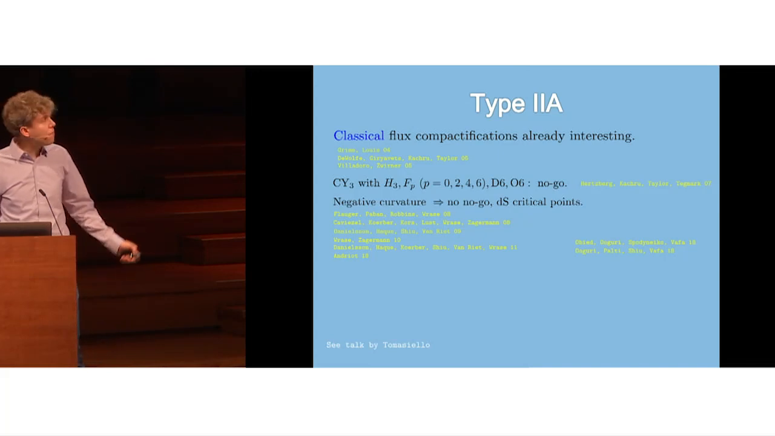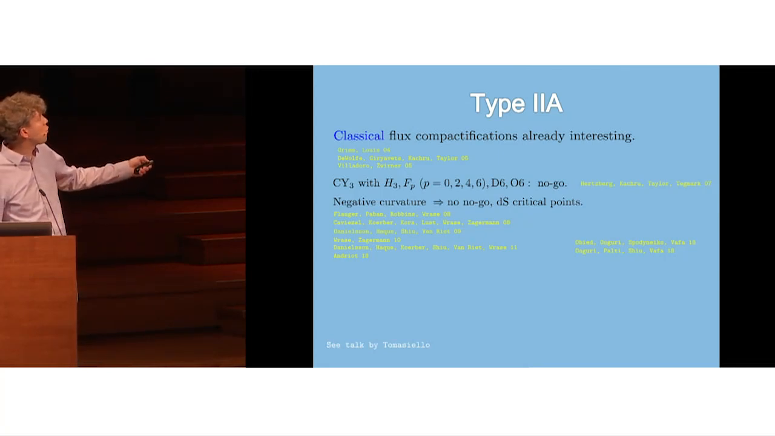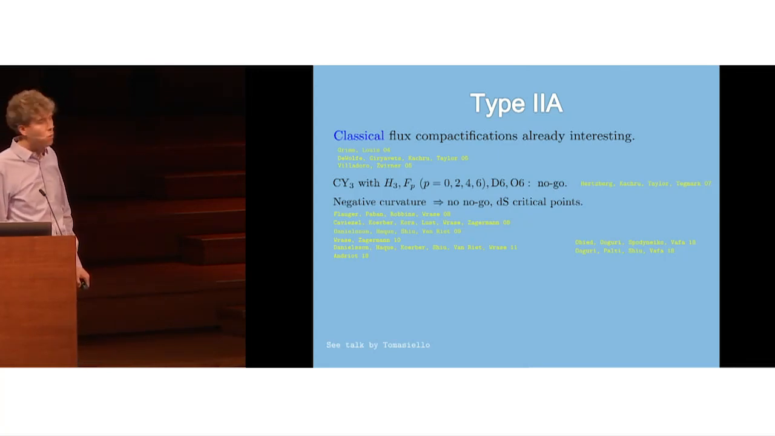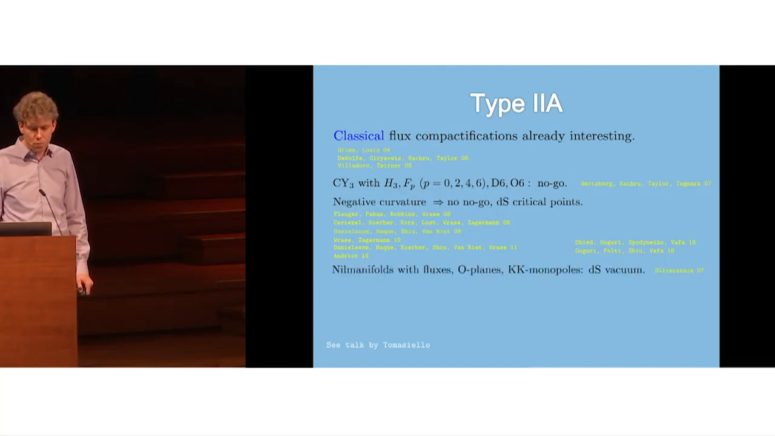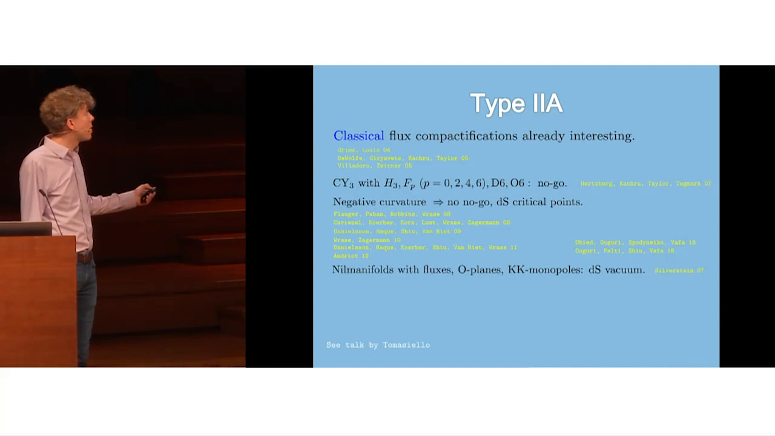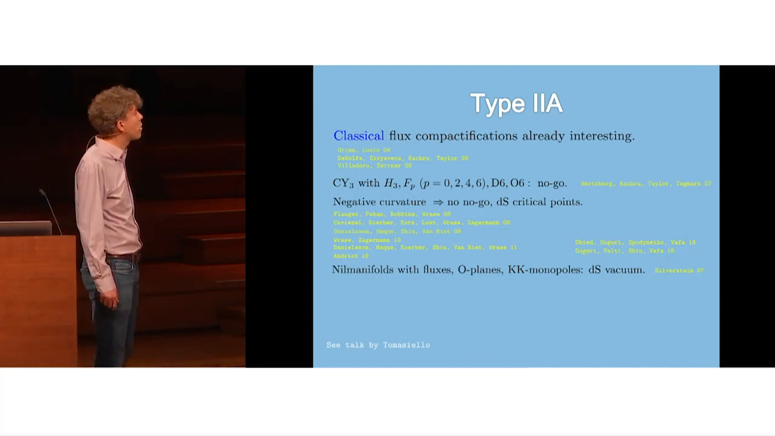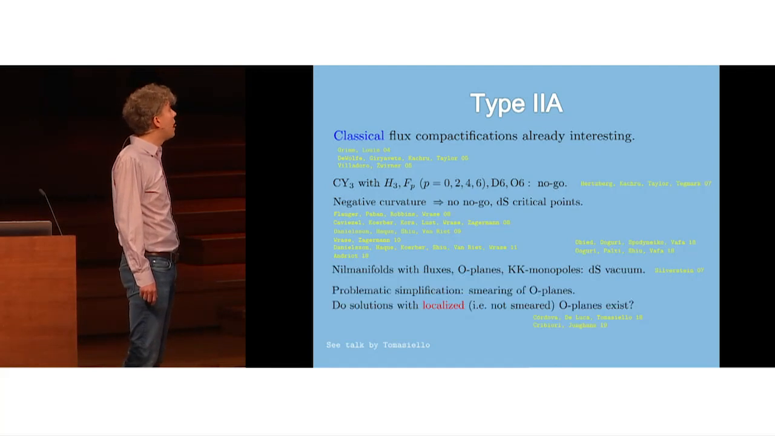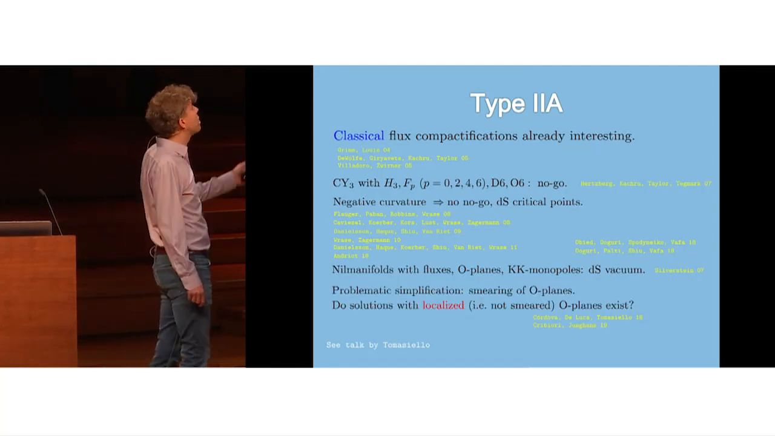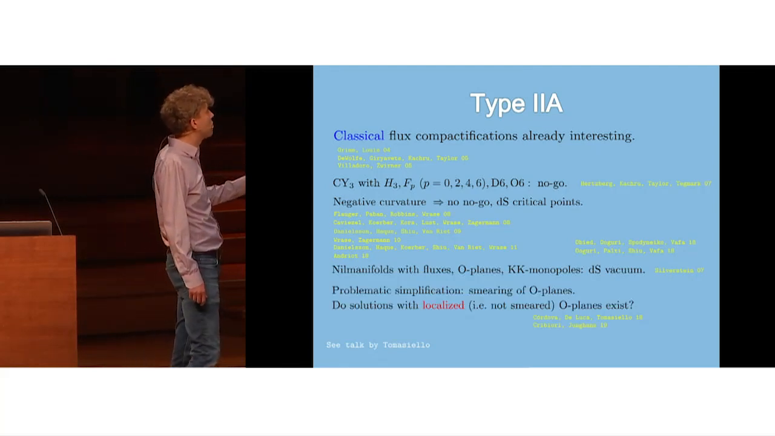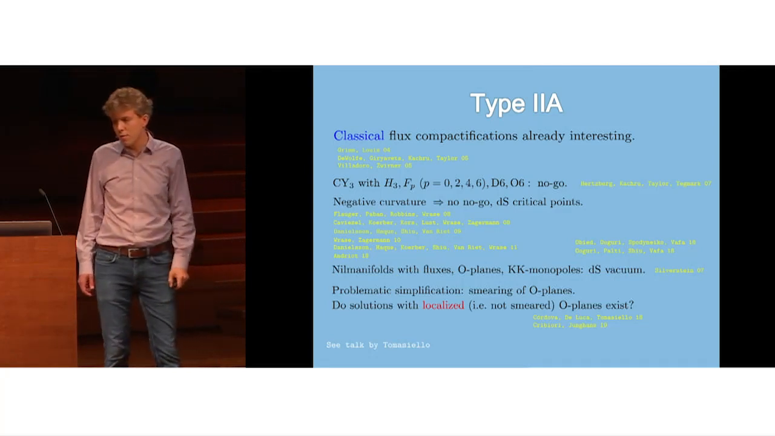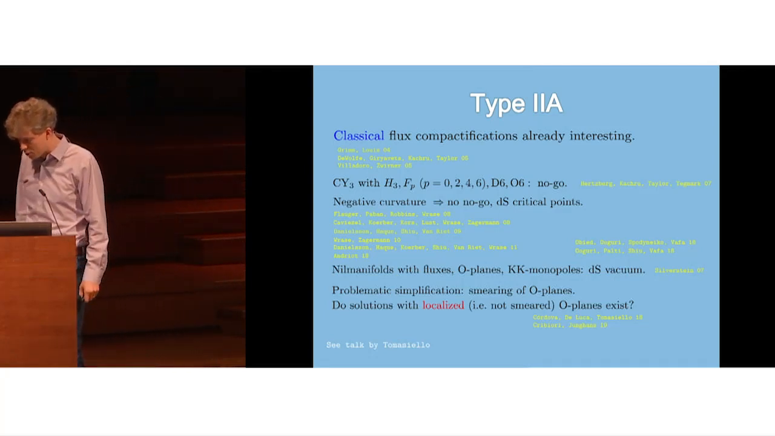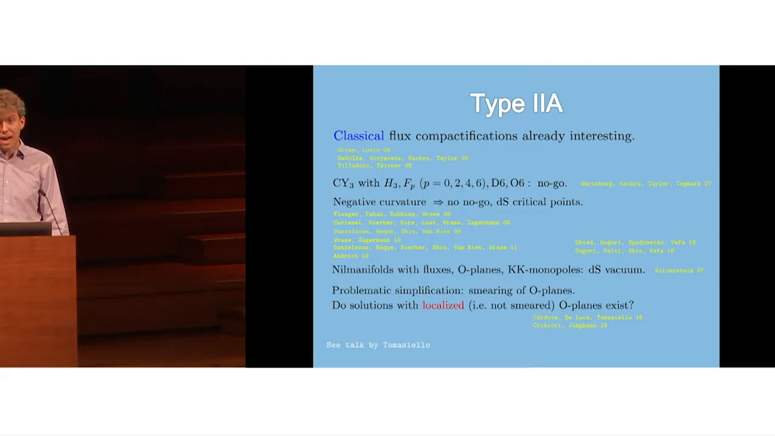Once you include negative curvature, you can certainly find de Sitter critical points. What remains to be determined is whether one can find satisfactory vacua. Silverstein has argued that in nilmanifolds with fluxes and certain KK monopole contributions, you can actually find a de Sitter vacuum. Now, I should stress one basic problem in all of these type 2A constructions is what's called smearing of O-planes. At a technical level, people are not yet capable of solving the equations of motion in the presence of O-planes where they actually sit.